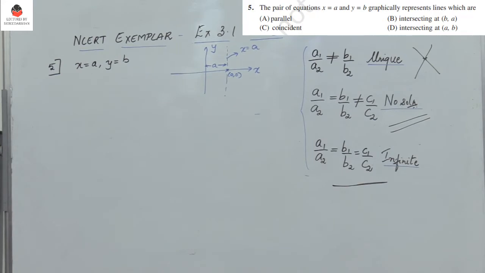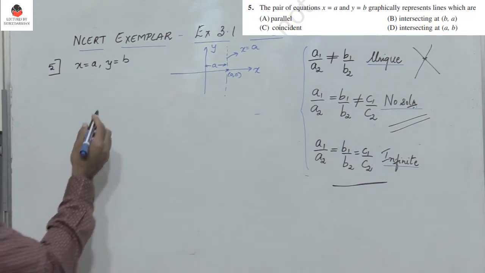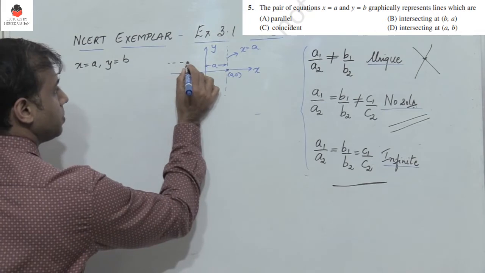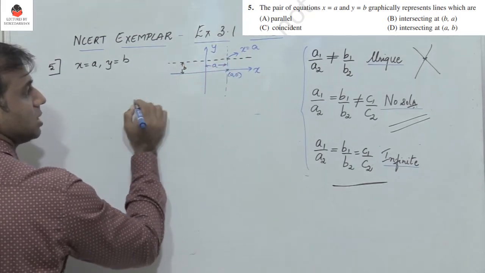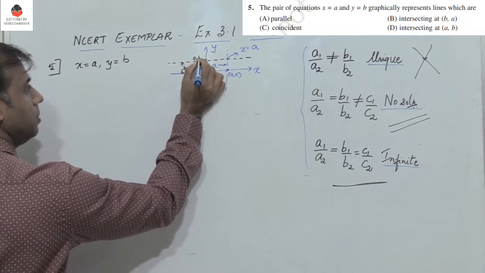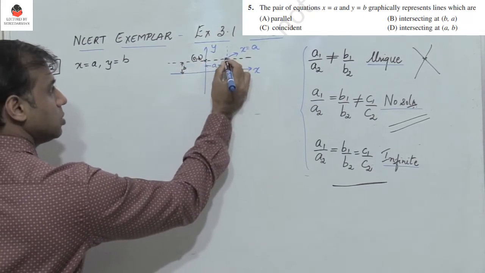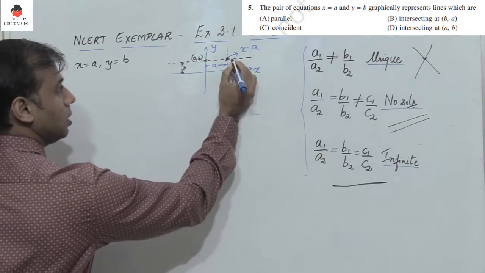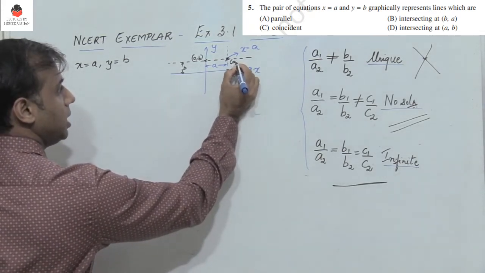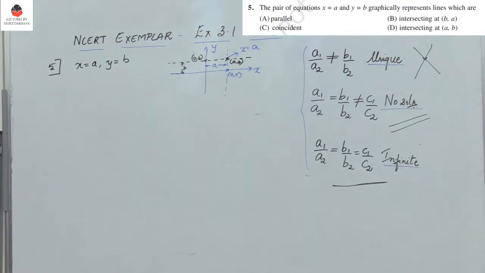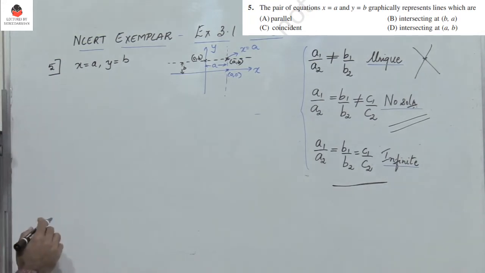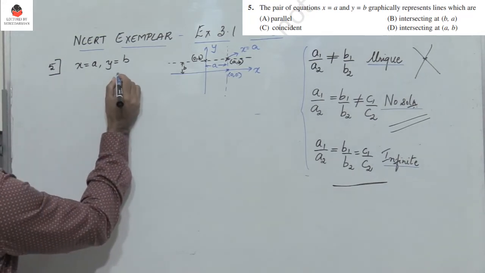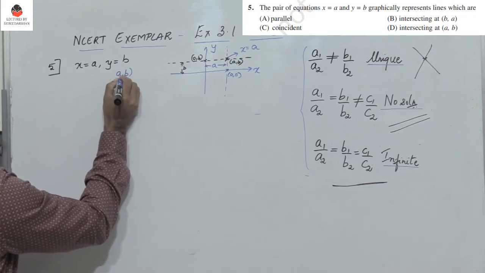So now let me consider y equal to b. So y equal to b is another line which is parallel to the x-axis with the distance b from the x-axis. So this point is 0 comma b. Now these two lines will definitely intersect at this point, where the coordinates of this point would be a comma b, right? So therefore we find that these two lines x equal to a and y equal to b will intersect at the point a comma b.